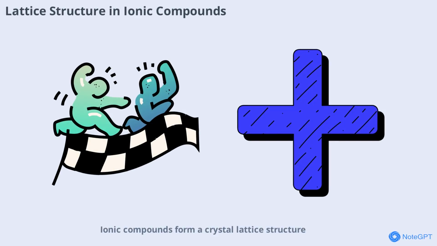Ionic compounds form a crystal lattice structure, where ions are arranged in a repeating pattern. This structure maximizes the attraction between oppositely charged ions and gives ionic compounds their characteristic hardness and high melting points. The lattice arrangement is a key feature that distinguishes ionic solids from other types of compounds.